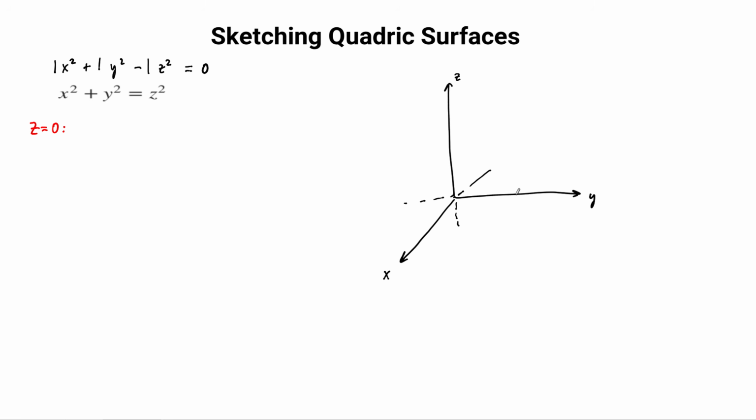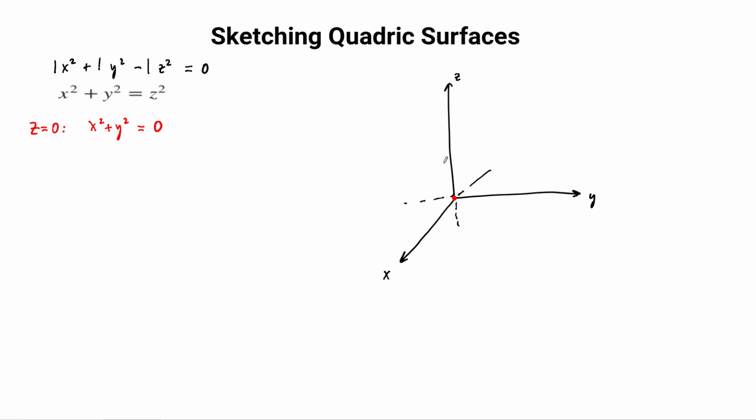This is going to be a slice or a trace where we are looking just at the xy plane. If we set z equal to 0 in this equation, we get x squared plus y squared equals 0. Well, what's that? There's only one point in the plane that satisfies this equation: x and y have to both be 0. So at this slice, we see that there's only one point of our surface. That doesn't really tell us a whole lot.